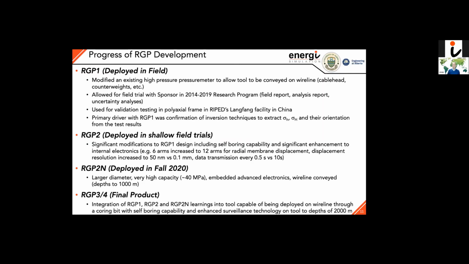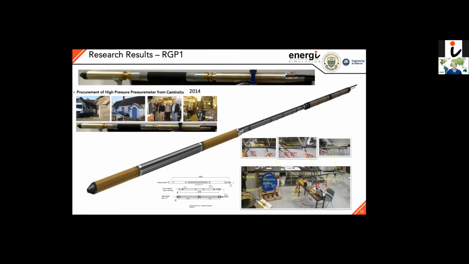And what we're really moving towards is a fully wireline capable deployment of a self-boring pressuremeter tool. It goes down through a core bit, has extensive enhanced surveillance technology, and goes down to depths of 2,000, 2,500 meters. So here's RGP1, pretty simple. Really a shout out to Cam-Sitū, the Cambridge folks who have been building pressuremeters and high pressure pressuremeters for a very long time. They have been absolutely gracious in their support and have helped us at every stage of the way. But this is essentially what the tool looks like.